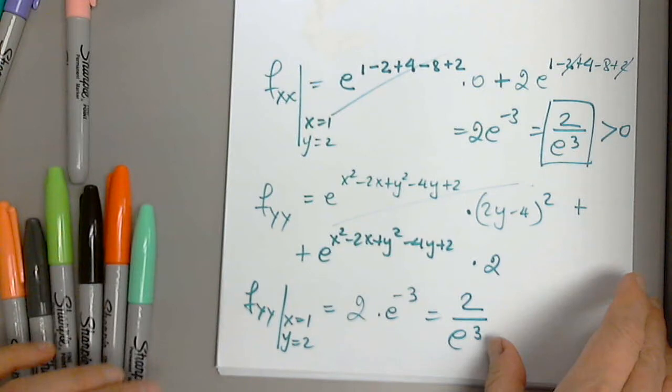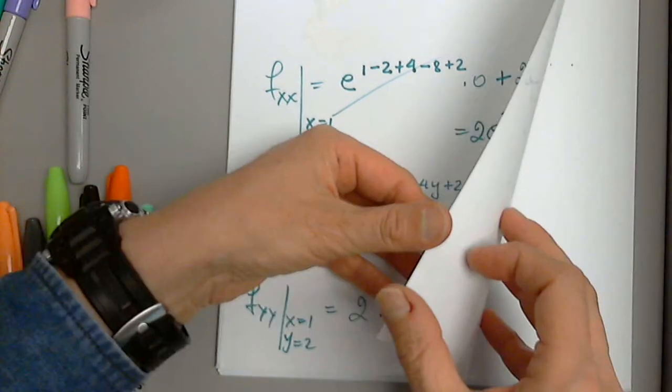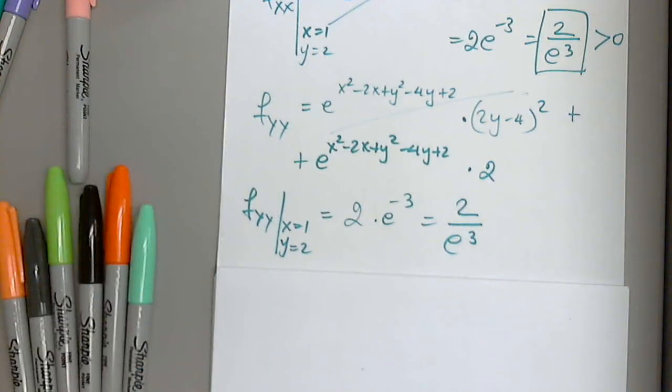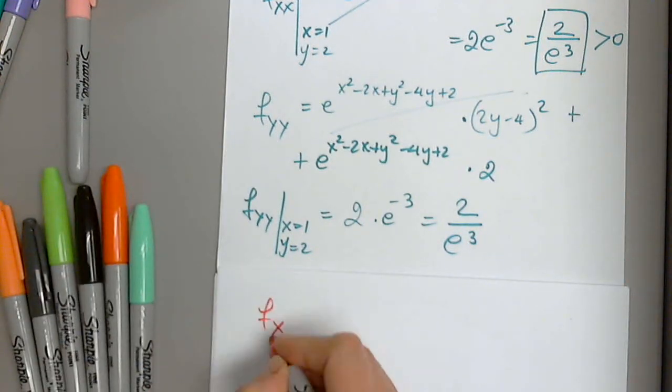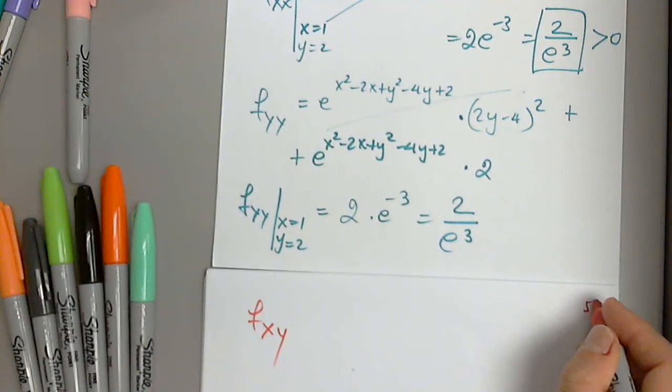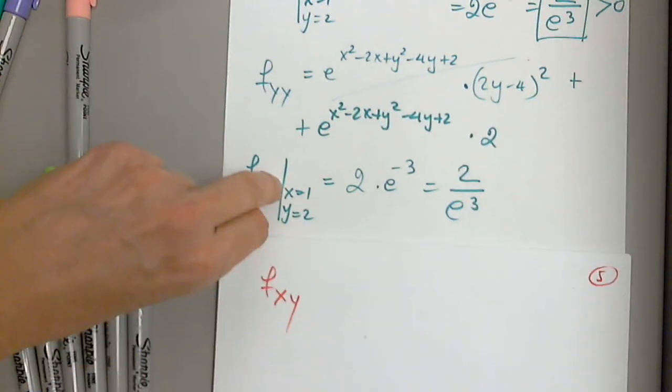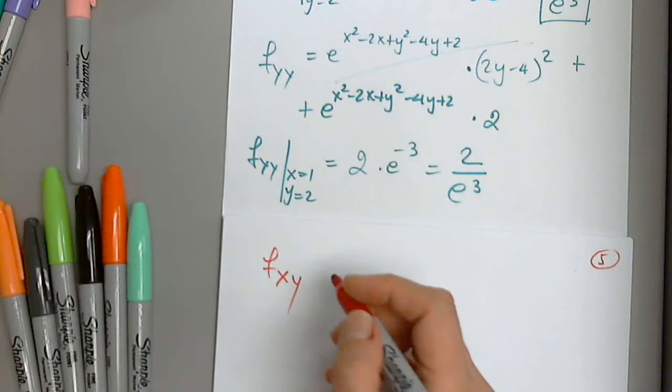Okay, next step. I shouldn't say final. It's not the final. I need the third derivative, which is fxy. And then determine D. Okay, ready?